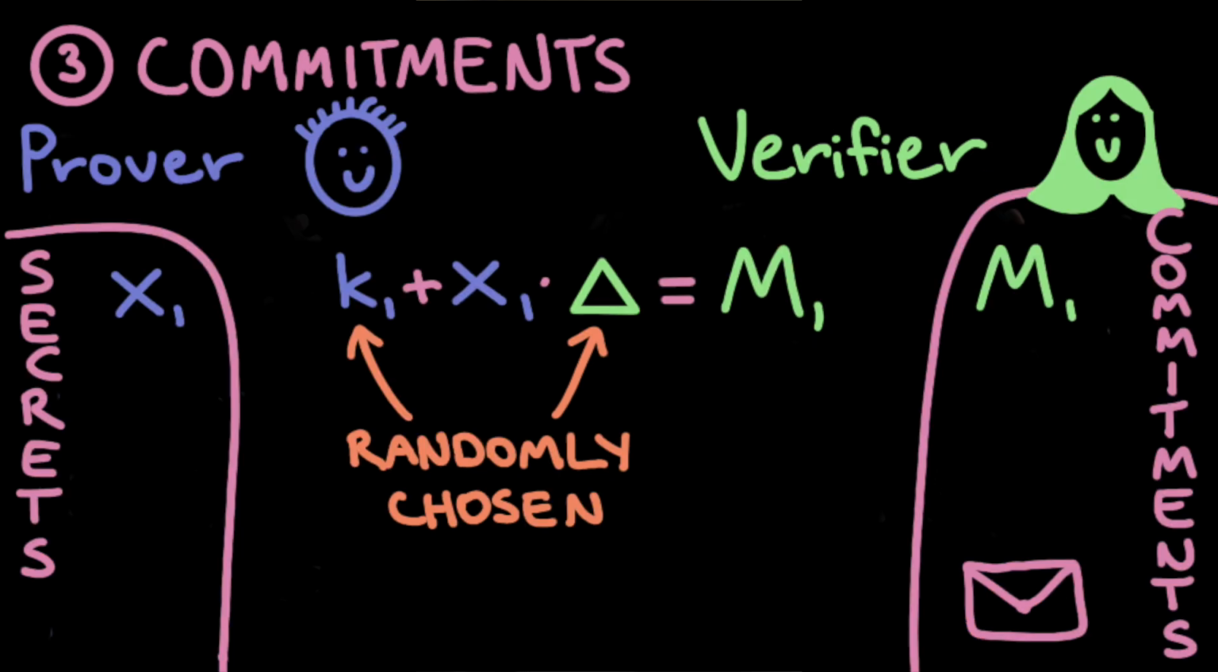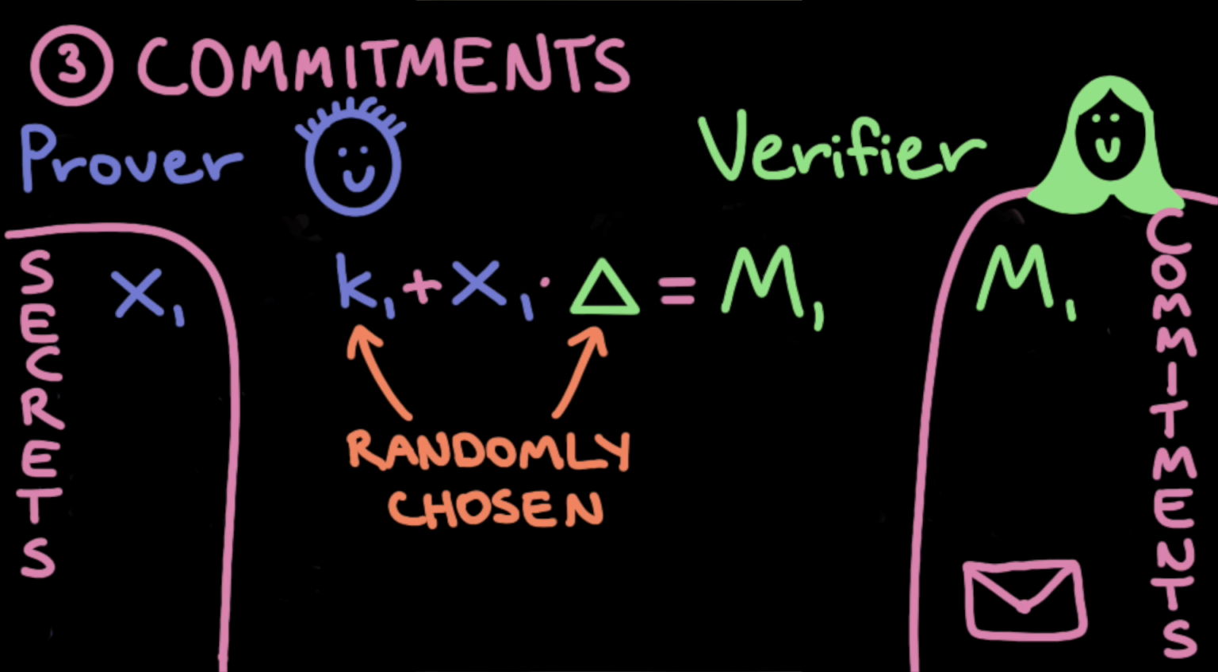Well, in the digital world, Pierre can commit to a secret, put it in a digital envelope, so to speak, in a way that allows him and Vera to compute arbitrary functions on these envelopes. First, Vera chooses a random secret delta. Given a secret x1, Pierre chooses a random k1, and the resulting commitment is m1, which equals k1 plus x1 times delta, which is delivered to Vera.